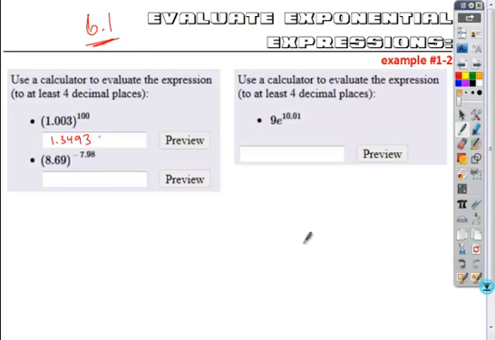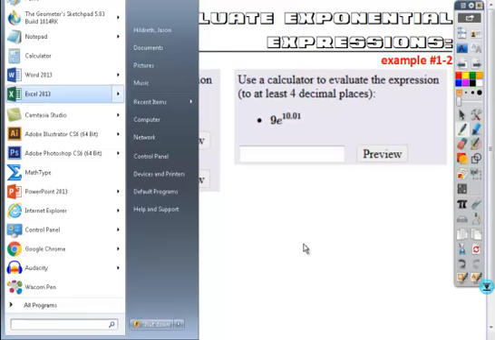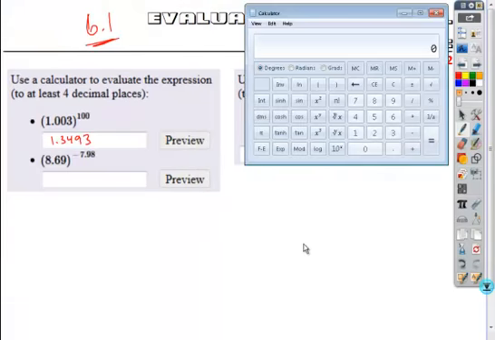Let me talk through what you would do if you were using a non-TI-89 calculator. Let's say this is the calculator you're using. When you enter your base, 1.003 to the power of is this button right here. It'll be something similar on the basic scientific calculator. And then you type in your exponent, and that gives you the same exact thing, 1.3493. You can use any calculator for that.